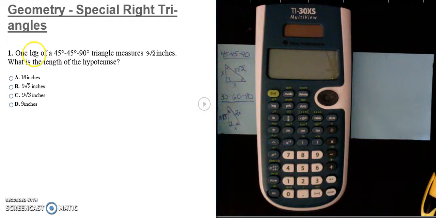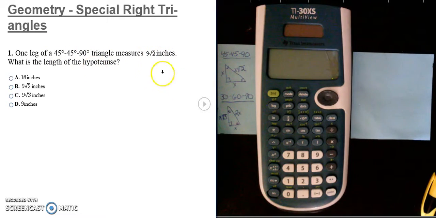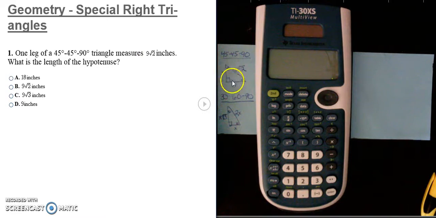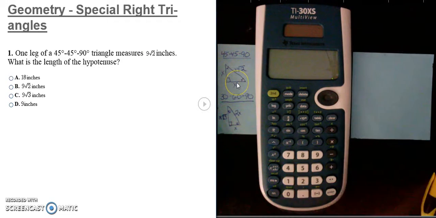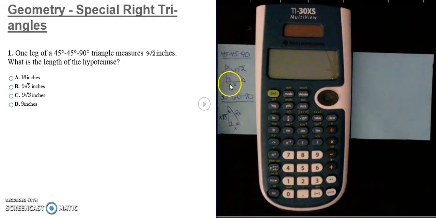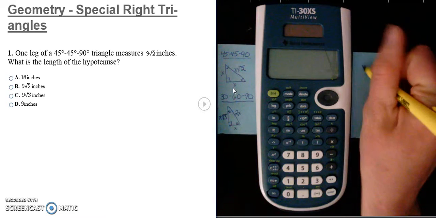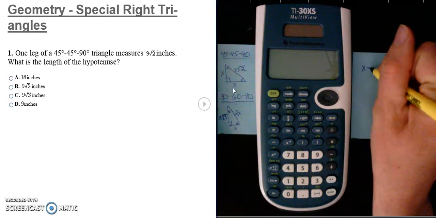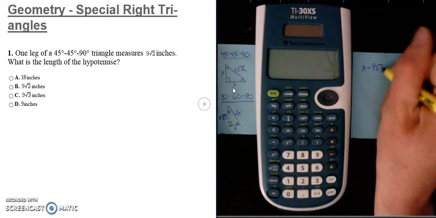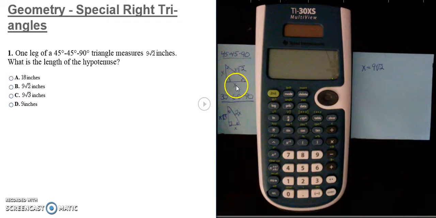So here it tells us that one leg of a 45, 45, 90 triangle measures 9 square roots of 2 inches. What is the length of the hypotenuse? So I look at my rule triangle, and I see that the leg is going to be equal to x. So here I know x equals 9 square roots of 2. Because in my rule triangle, the leg is x, and in the problem, the leg is 9 square roots of 2. So I can say they're equal.